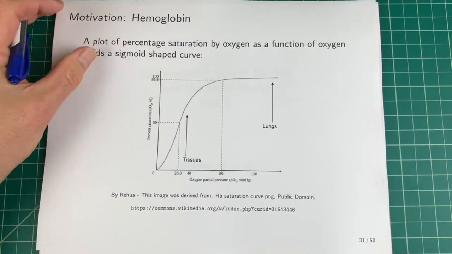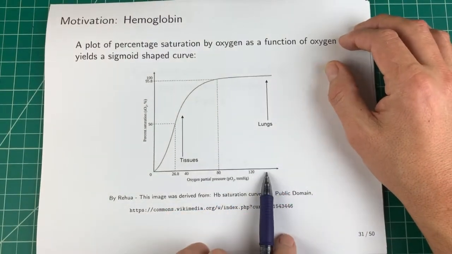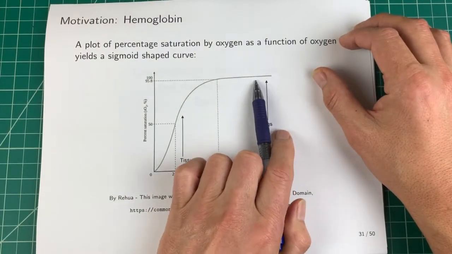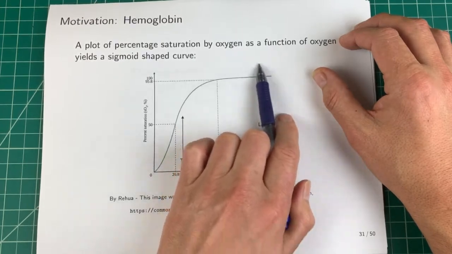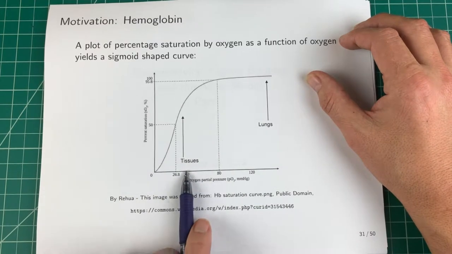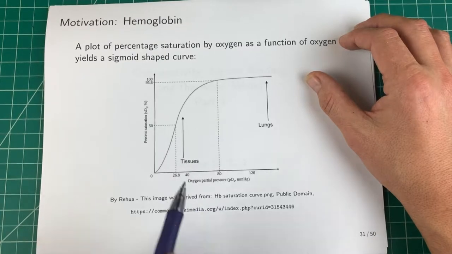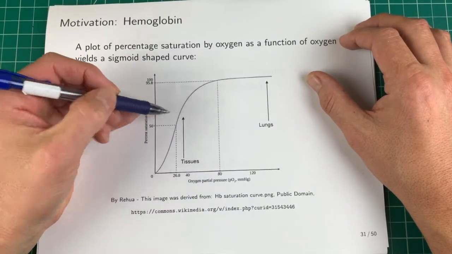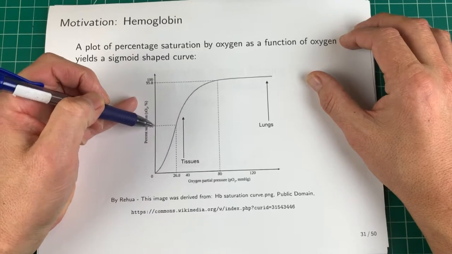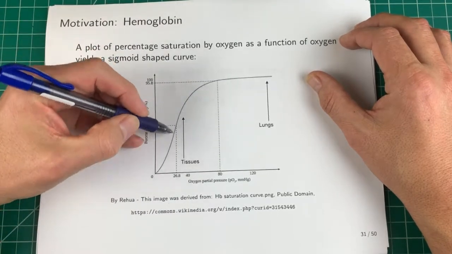It has functional importance. So, for example, in the lungs, here, this is the level of oxygen in the lungs, and we see that hemoglobin is fully saturated with oxygen. All four sites are saturated. Down here, at about 40 oxygen partial pressure, we see that some of the oxygen has come off. It's almost just above 50% saturation. Now you see that this point here is very steep.